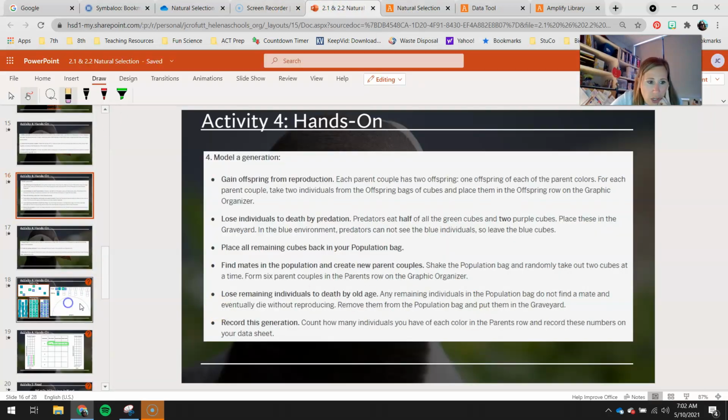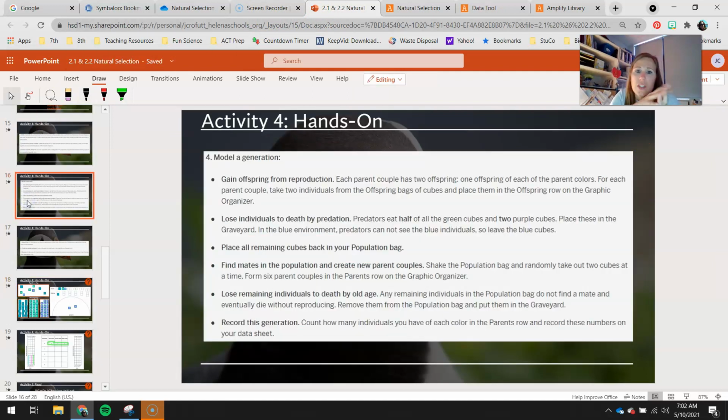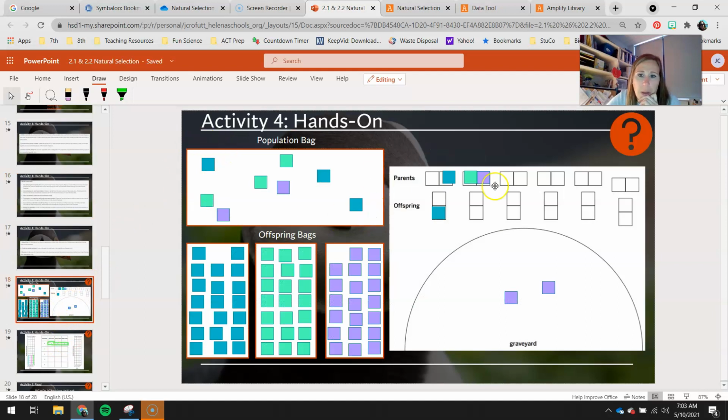So here's your little graveyard right here on slide 18. You guys are going to drag, all right, this green one, if it's part of half, you would drag it here, and then 2 purple cubes. So maybe I drag these 2 into my graveyard. Okay, 1, 2. Okay, and then I would go ahead and count how many individuals I have. So place all remaining cubes back in your population bag. Remember, this little square up in the upper left-hand corner represents our population.